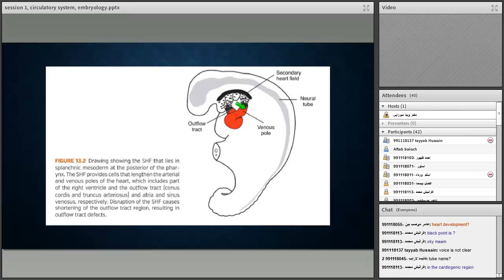This is the heart tube which is forming the horseshoe-shaped tube. And here is the secondary heart field. Here we can see the secondary heart field.